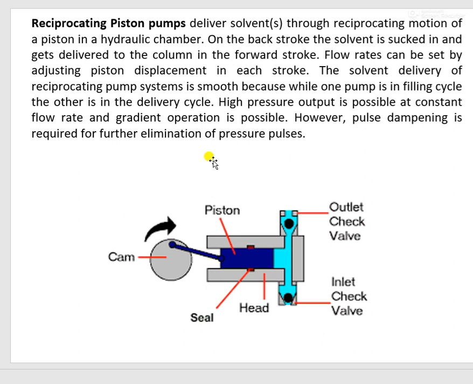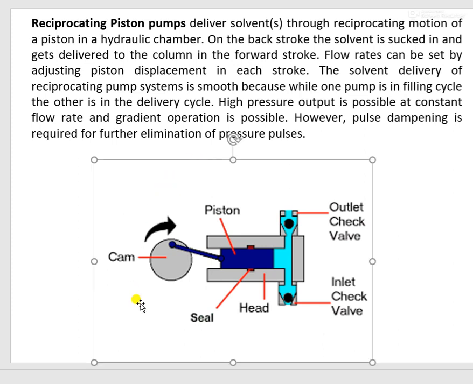Now, first of all, we will see the diagram. Here there is a chamber. In the chamber there is a piston. The piston is attached to a motor driven cam. Now here there are two valves, one is the outlet valve and another is the inlet valve.